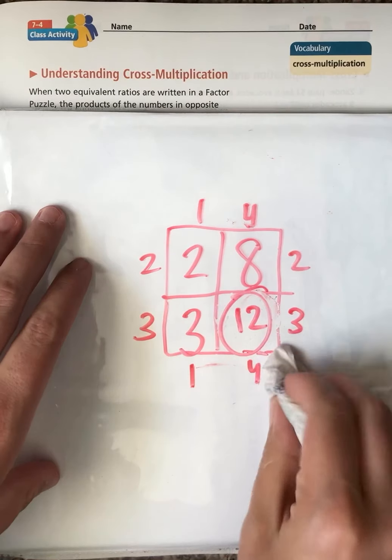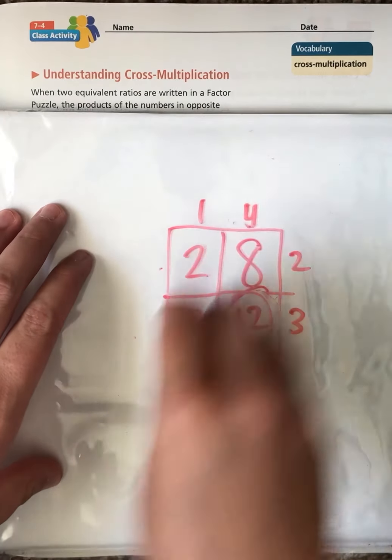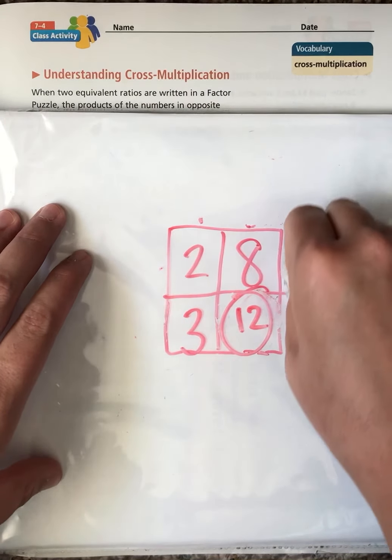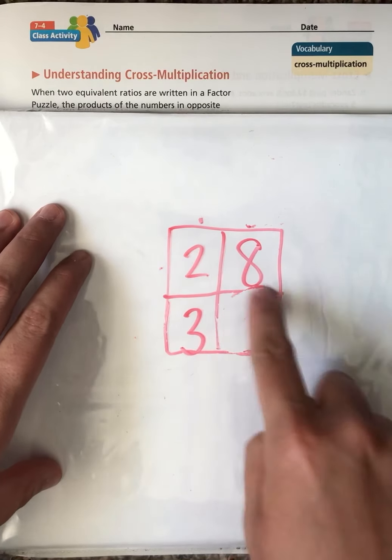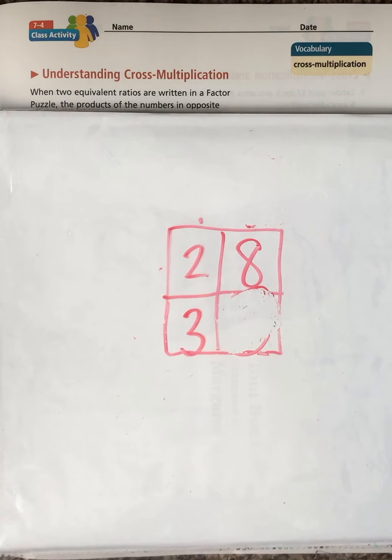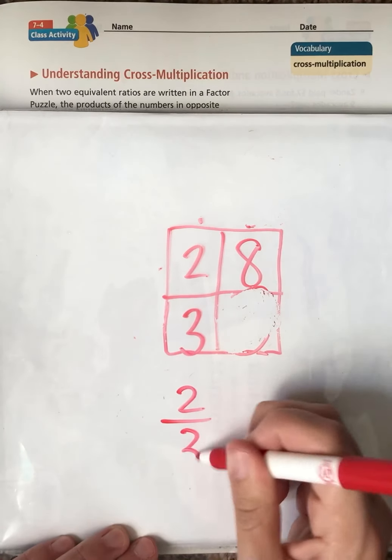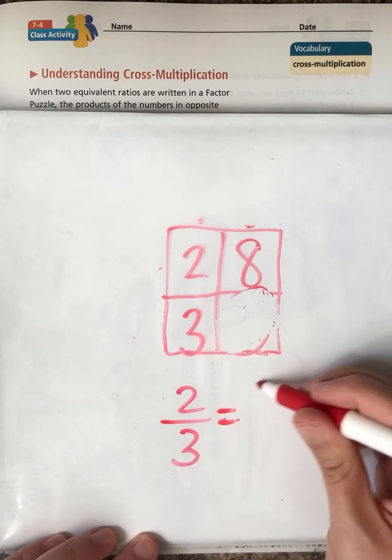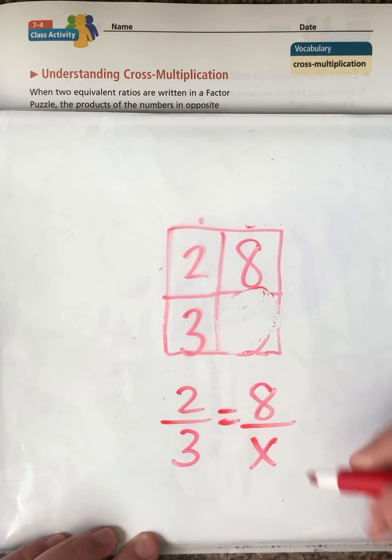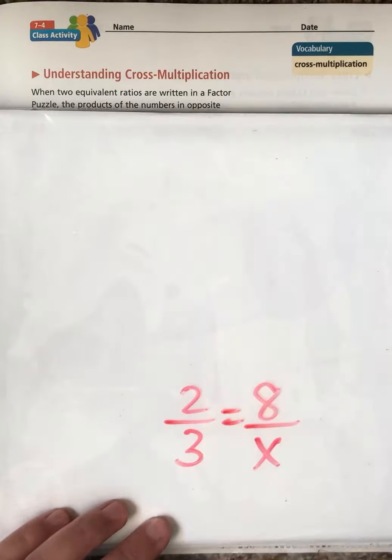Now, there's one more way to solve, like we talked about at the end of our lesson yesterday, which is turning these into fractions. This is written as 2/3 is equivalent to 8 over x. And this is called a proportion.